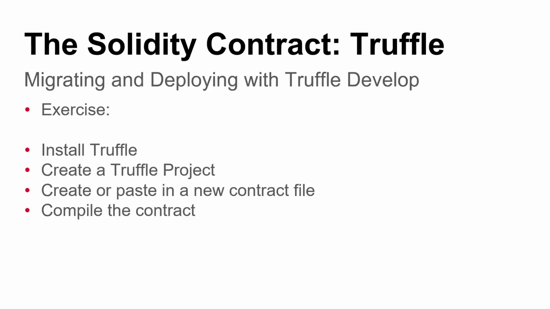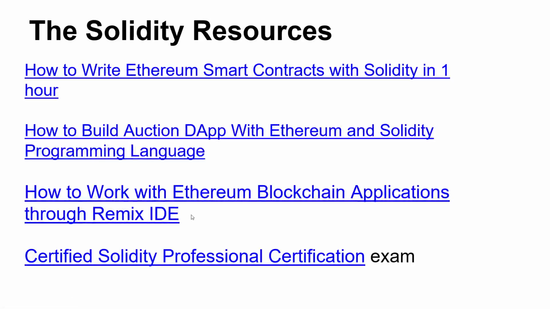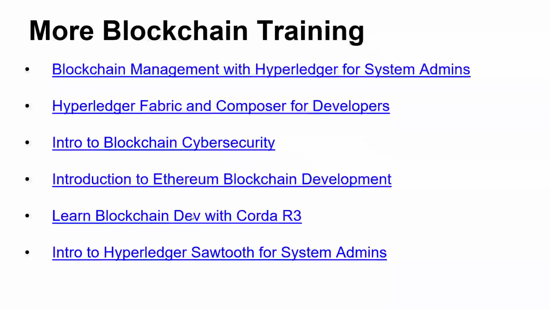So again, install Truffle, create a Truffle project, paste in a new contract, and compile the contract. And what we talked about here was Truffle integration with Visual Studio Code, installing Truffle, compiling a project with Truffle, and migrations with Truffle. So again, please also take a look at these additional resources in your learning materials. And also for additional training, please look at these resources that are also part of your learning materials. Thank you.